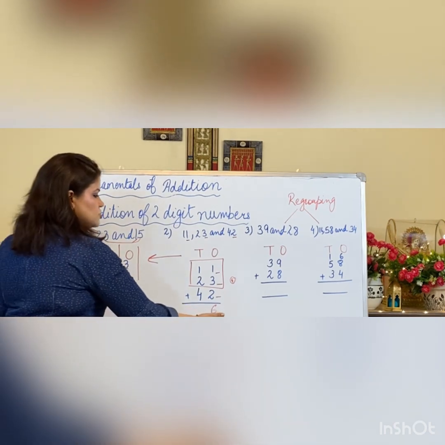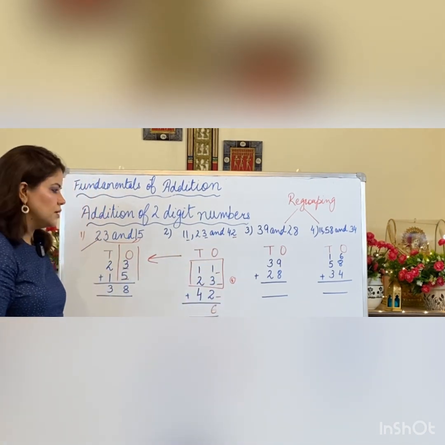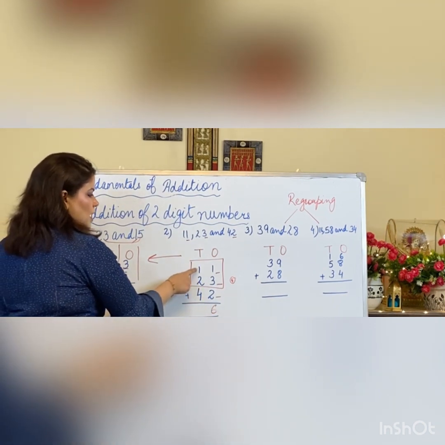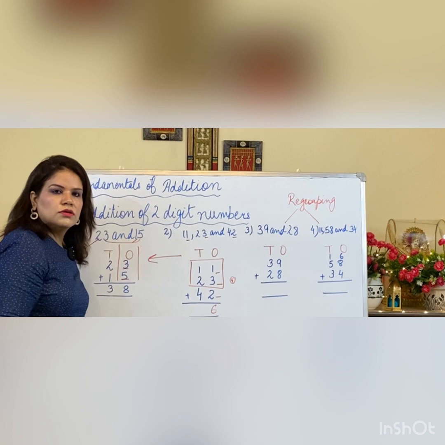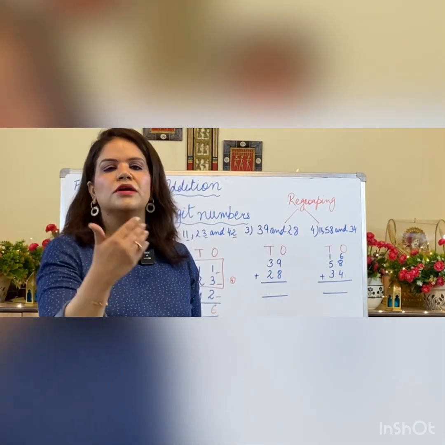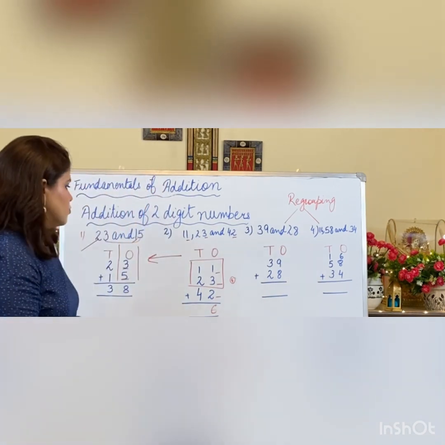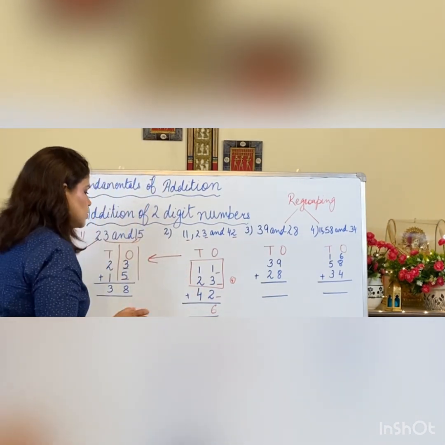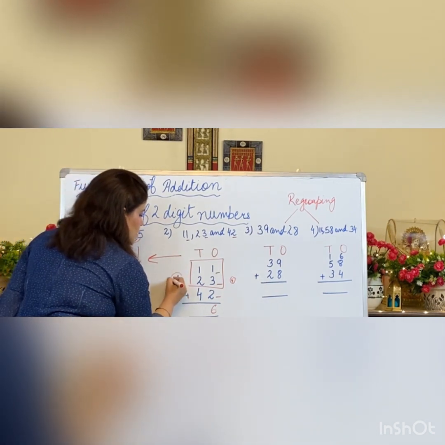Now the tens place numbers. Since there is no carry towards the tens place, I will be adding these numbers as they are. So how will I be adding? 1 plus 2. What will be the answer? 2 plus 1 or 1 plus 2 is the same, so I will be taking 2 plus 1 as 3. And then next I have to do 3 plus 4, because up to here what I have got? 3. I have got 3 up to here.